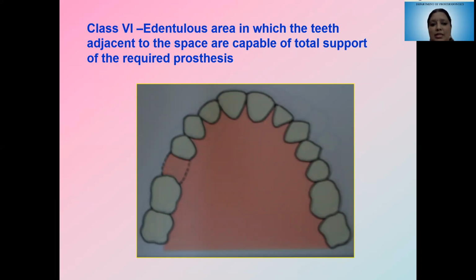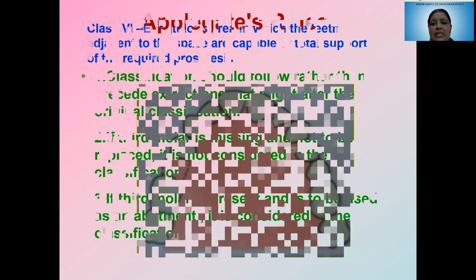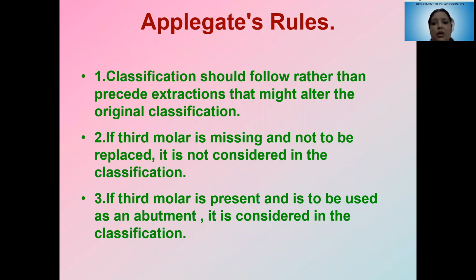So to help you classify this, Applegate gave a set of 8 rules, which are called Applegate's rules, and they are meant to be learned in the same order only. The first rule says that classification should follow rather than precede extractions that might alter the original classification. That is, if the patient needs any extraction, you have to do all the extractions and only then you begin classifying the arch. Because later on, if you do an extraction, the entire classification might change.